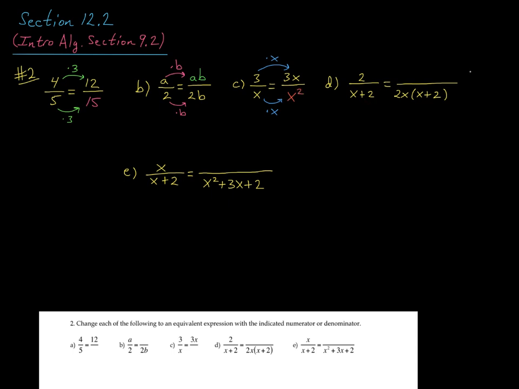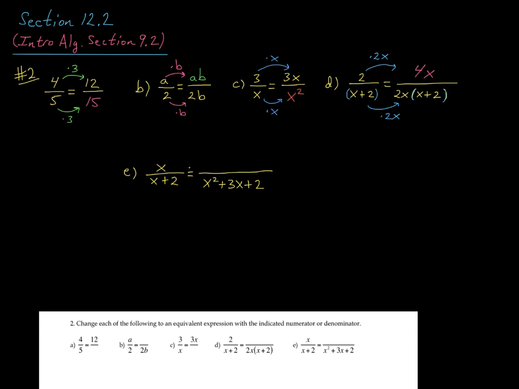All right, now for d, what's our multiplier? Well, here I'm taking this entire expression, which shows up right here, and I'm multiplying it by 2x. So then that's what I'm going to have to do up in the numerator, and that's going to give us then 2 times 2x, which would be 4x.